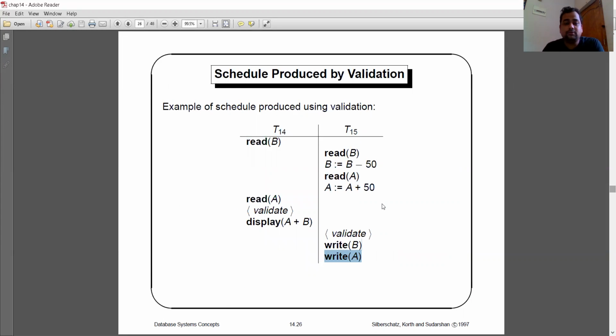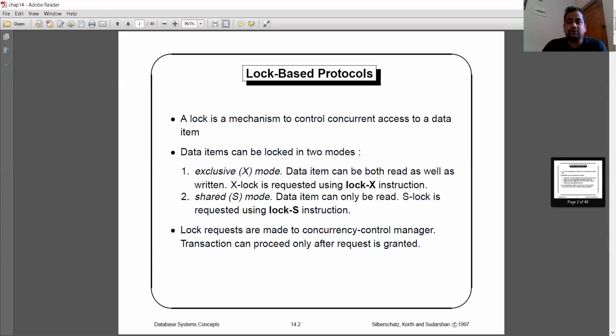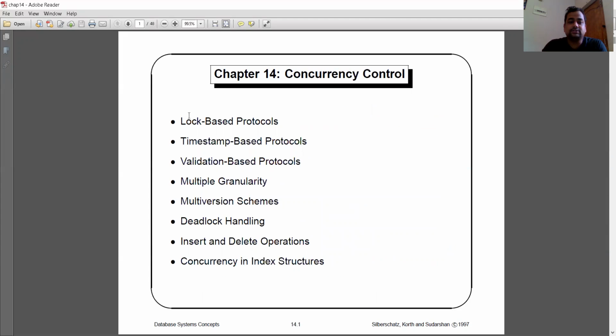So this is all about the different types of protocols which can be used in database systems for transaction processing. These are the important concepts. Overall, we discussed log-based protocol, timestamp-based protocol, and validation-based protocol.